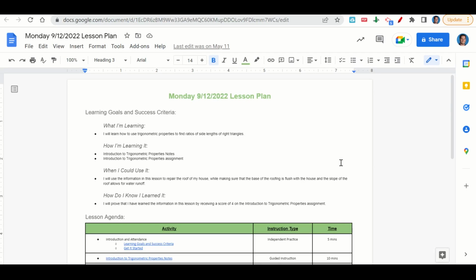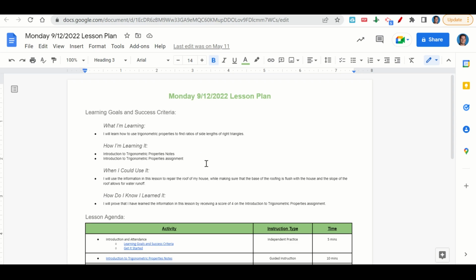Welcome everyone. Let's begin our lesson for today by going over our learning goals and success criteria. First, what are we learning? We're learning how to use trigonometric properties to find ratios of side lengths of right triangles. How are we learning it? Through the Introduction to Trigonometric Properties notes and the Introduction to Trigonometric Properties assignment.